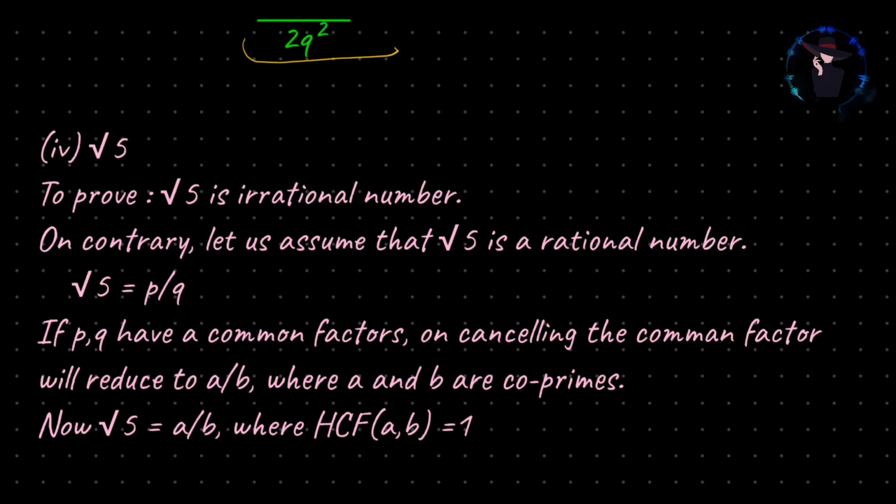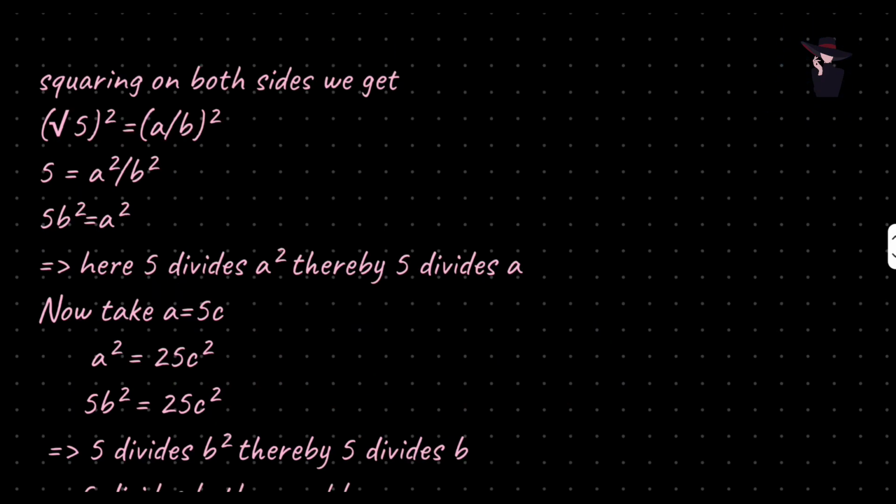We need to take the common factor and reduce this to a by b, like we need to cancel it and see whether a and b are co-primes. Root 5 is equals to a by b, where HCF of a and b is only 1, right? Because we don't have any common factors. Now, squaring on both sides as we did in the previous example. Root 5 whole square is equals to a by b whole square. Root and square cancel. 5 is equals to a square by b square. If we send this b square here, 5b square is equals to a square.